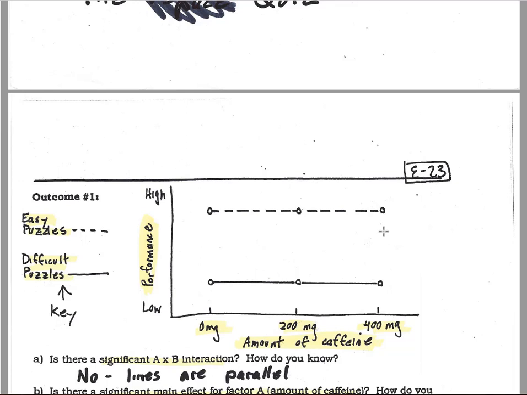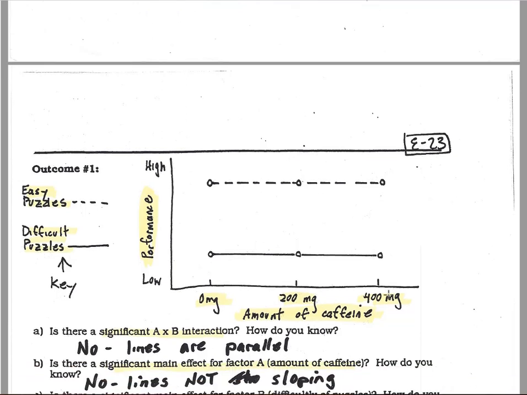Question number 2, is there a significant main effect for factor A, amount of caffeine? No, there's no main effect for factor A, amount of caffeine. How do I know? Well, the lines are not sloping. This line is flat, this line is flat. When your lines are flat, you don't have a main effect for factor A.